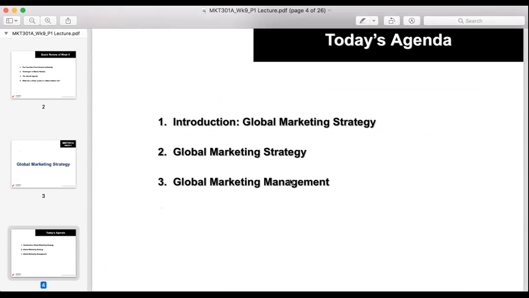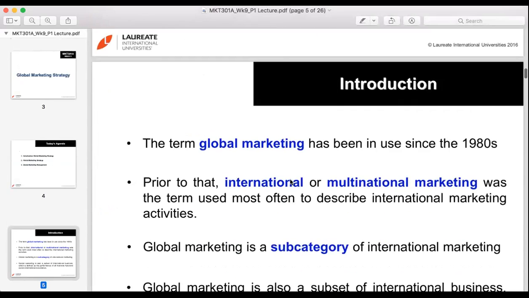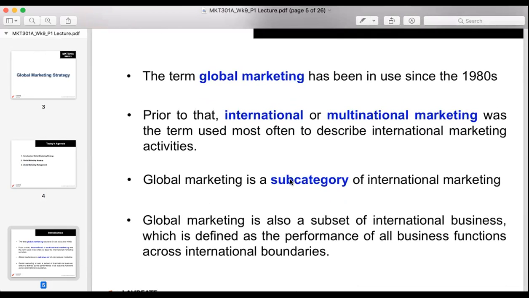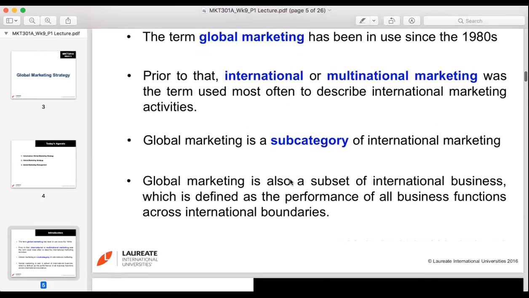So briefly, what it is about: global marketing strategy, and also the marketing management involved in global marketing activities. The global marketing concept has been used since the 1980s, although international marketing activities have been conducted many years before that, even before the First World War. Prior to the concept of global marketing, international or multinational marketing was the term used to describe these activities. Now global marketing is considered a subcategory of international marketing.